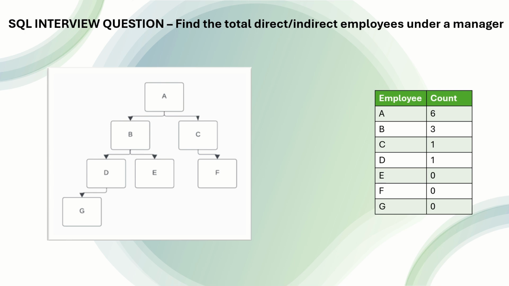Today we are going to see another interesting SQL question. You have a hierarchy where employees are reporting to managers. This is the hierarchy you see. The question is, you need to find the total direct or indirect employees under a manager.